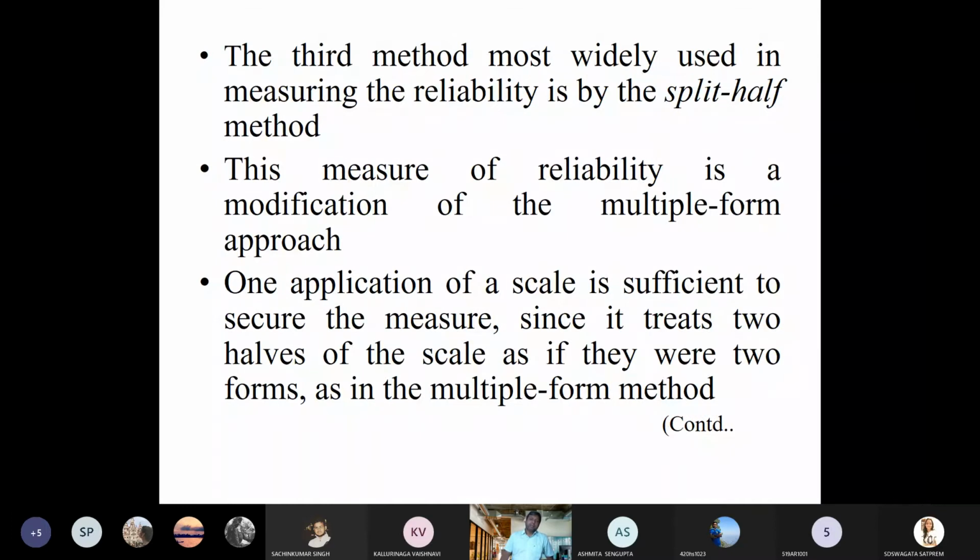The third method, most widely used in measuring reliability, is the split-half method. You can split the questions, ask some of them now, and ask the other part later on. This measure of reliability is a modification of the multiple form approach. One application of the scale is sufficient to secure the measure, since it treats the two halves of the scale as if they are two forms, as in the multiple form method.